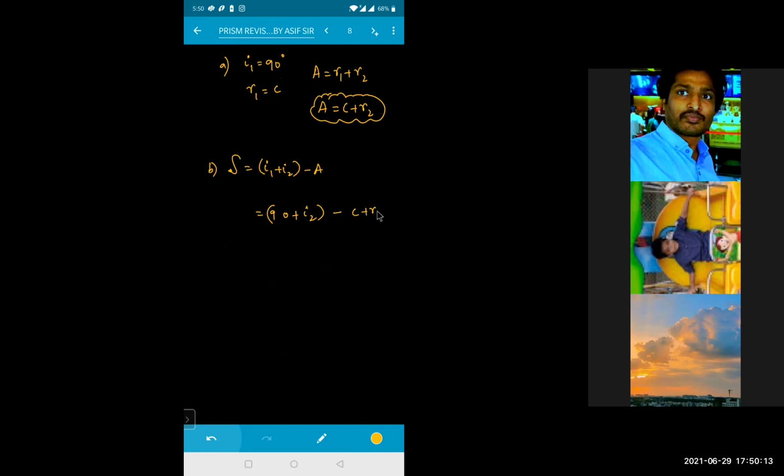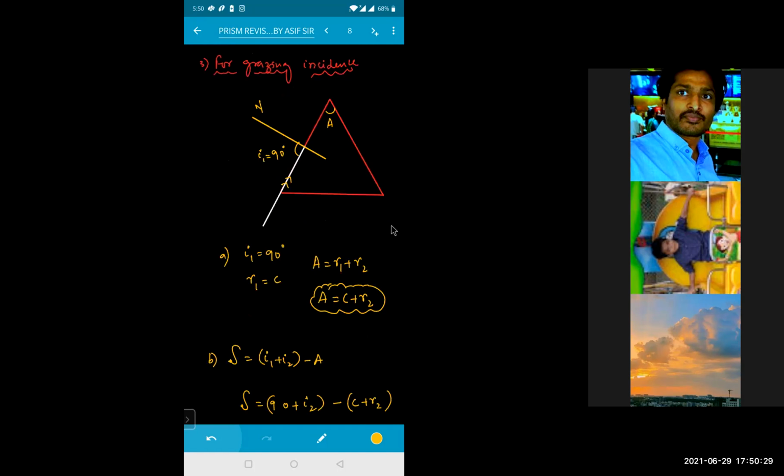A is equal to C plus R2. I1 is 90, so this one is C plus R2. This is your deviation: delta is equal to 90 plus I2 minus C plus R2. Is that clear? This is for grazing incidence.